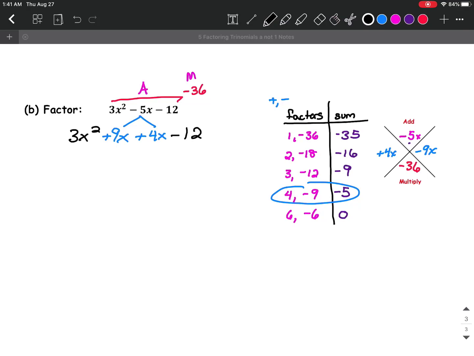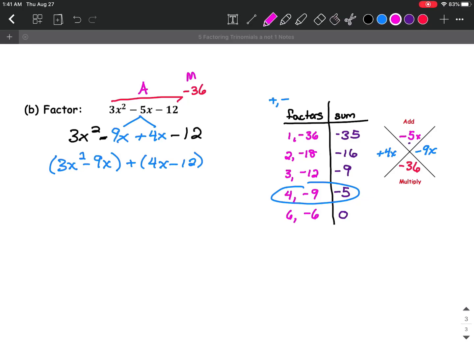And again, it does not matter what order you put the negative 9x and the 4x in, as long as that 9 is negative, which I didn't write at first. There we go. Negative. Okay, so that's important. So now we're going to group the first two. We're going to group 3x squared minus 9x, and we're going to group 4x minus 12.